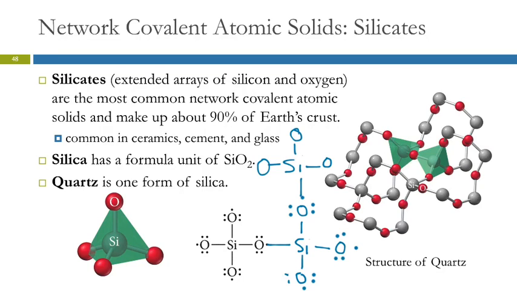There are no discrete molecules. So each oxygen is bonded to 2 silicons, and each silicon is bonded to 4 oxygens. Kind of have to stare at it for a while before you can start to see it. This kind of makes your head hurt.